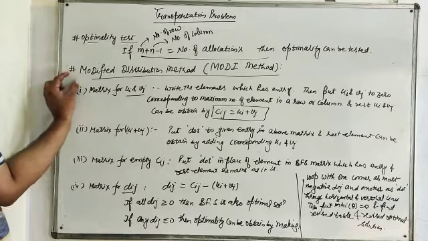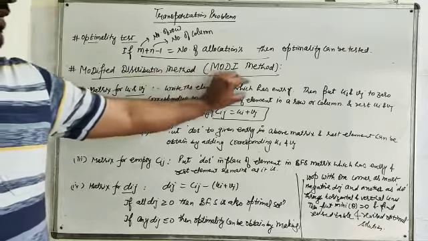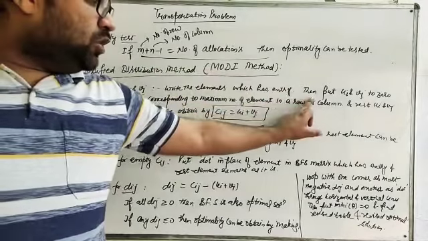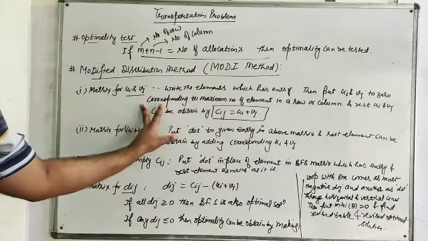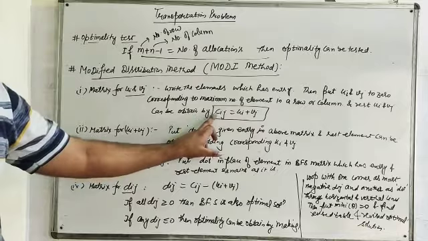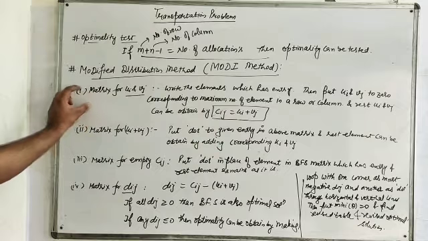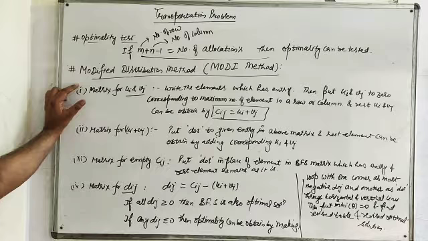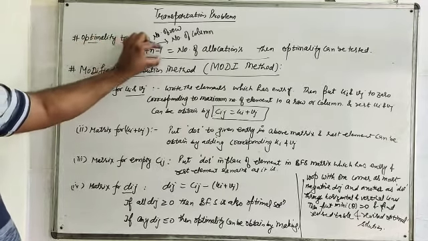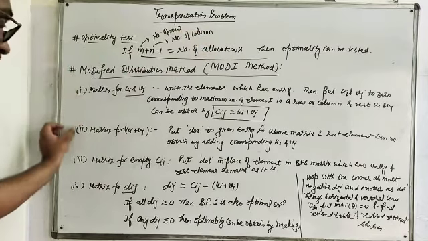So in MODI method, first we have to find the matrix for ui and vj. That is, write the element which has an entry, then put ui or vj to 0 corresponding to the maximum number of elements in a row or column, and the rest of ui and vj can be obtained by Cij is equal to ui plus vj. Cij means cost matrix. That is, first we have to find BFS by the Vogel approximation method, and then calculate m plus n minus 1 is equal to the number of allocations. If it exists, then optimality can be tested, and then we can apply MODI method.